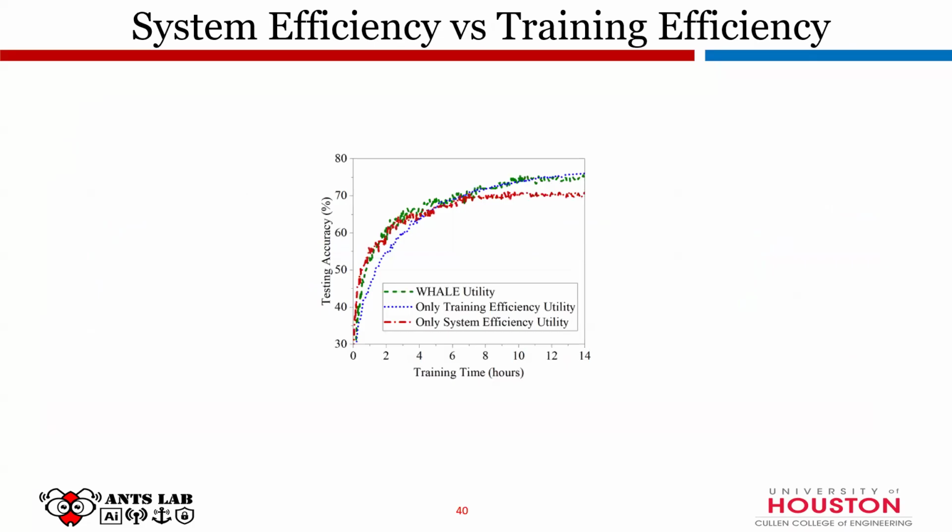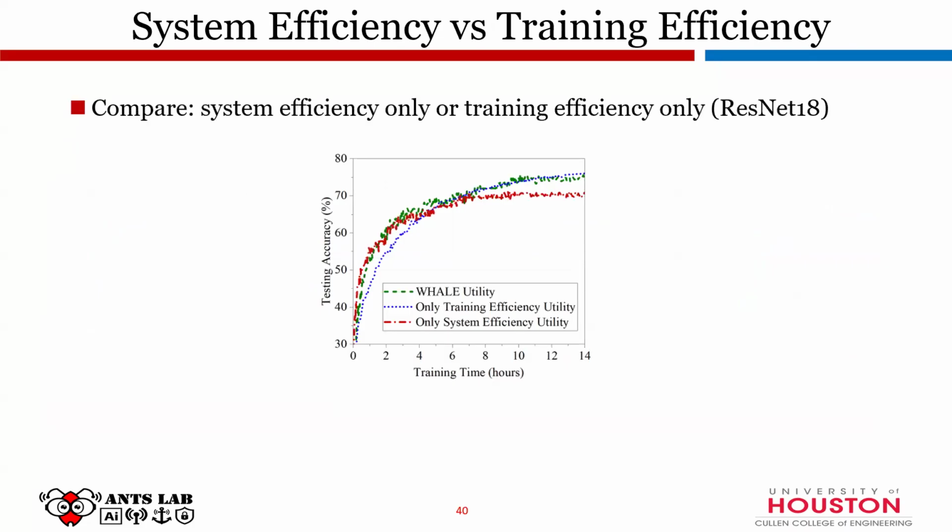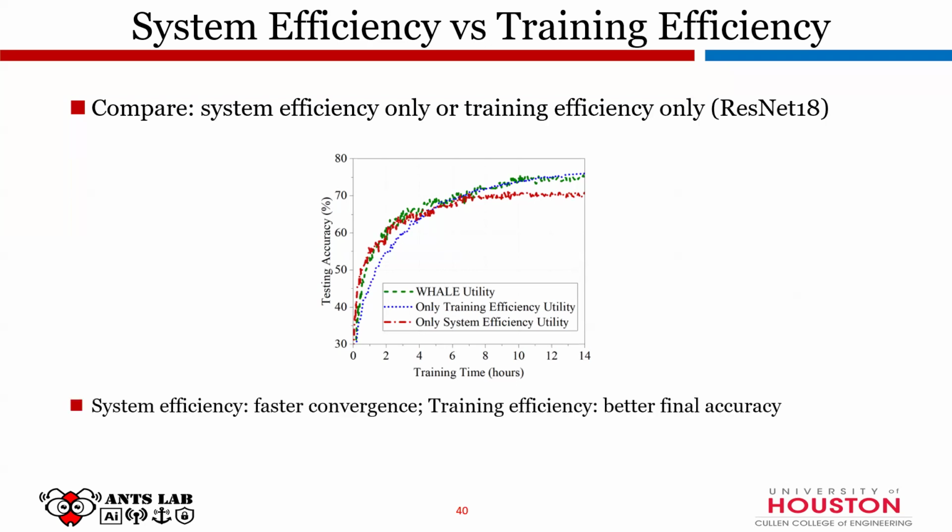So in terms of system efficiency versus training efficiency, we compare the system efficiency only or the training efficiency only method. Here, the green line is our default setting. The blue one is only the training efficiency utility, and the red one is only the system efficiency utility. The system efficiency has faster convergence, as you can see here in the blue curve, while the training efficiency has a better final accuracy in terms of the final result.